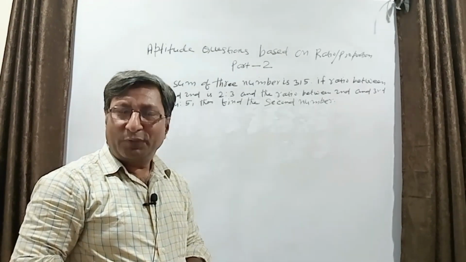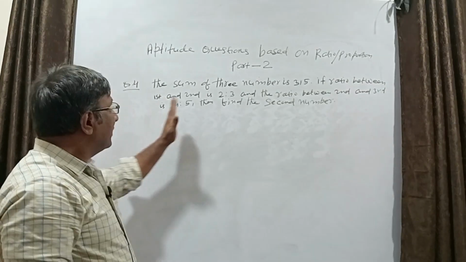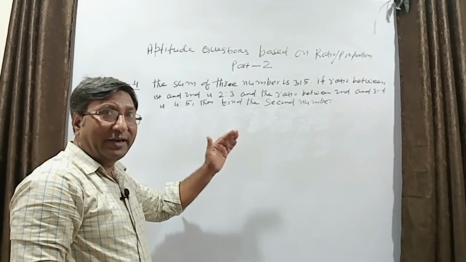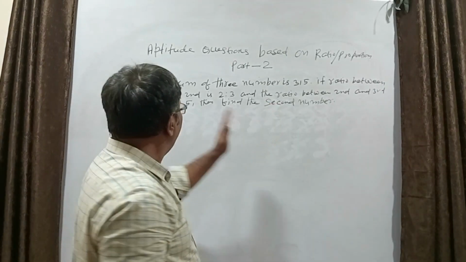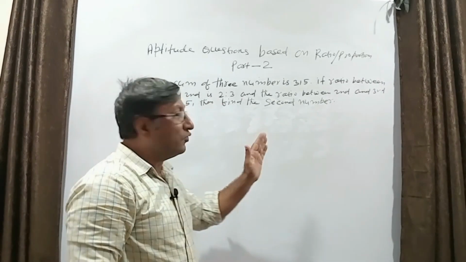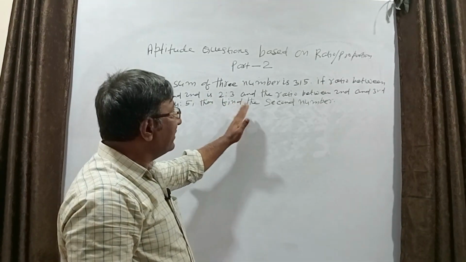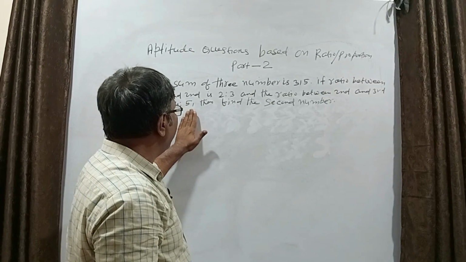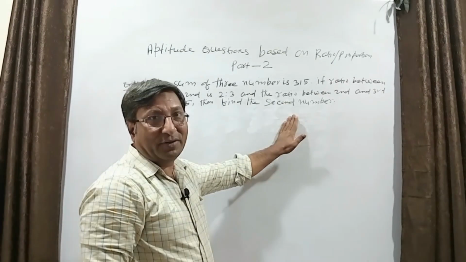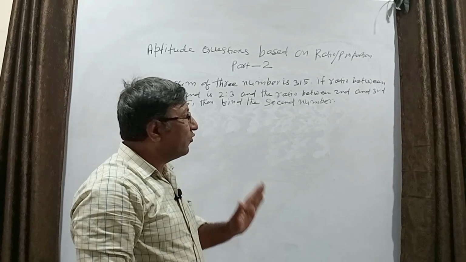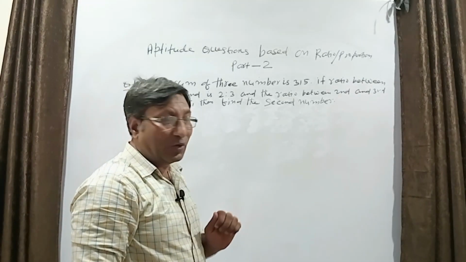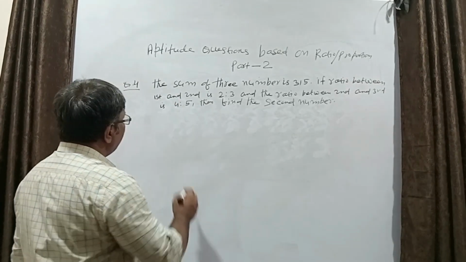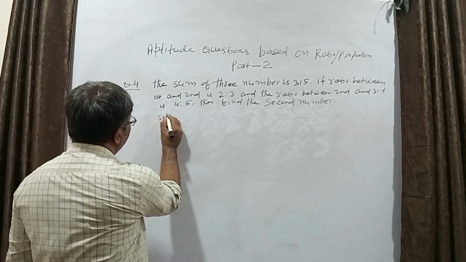See question number 4. The fourth question is: the sum of three numbers is 350. If the ratio between first and second is 2:3, and the ratio between second and third is 4:5, then find the second number. For this type of question, what is the simple technique and rule? Here we have three numbers.